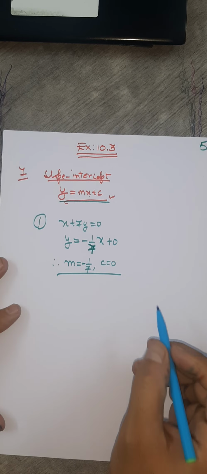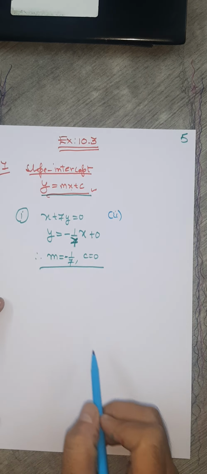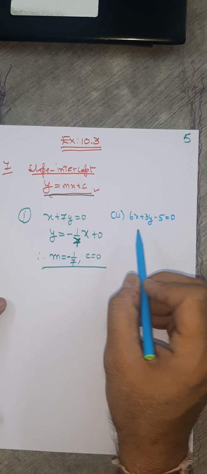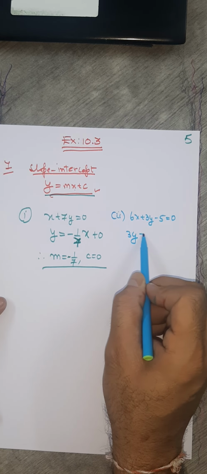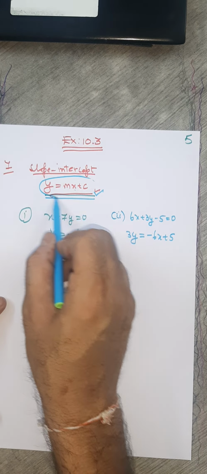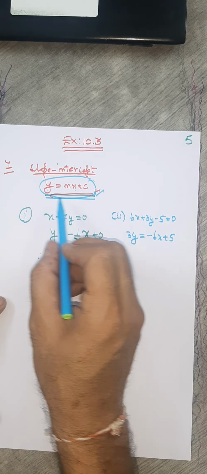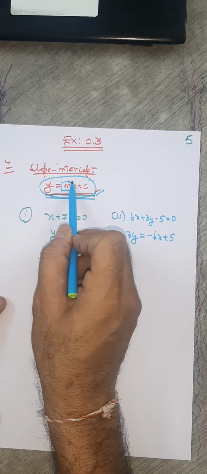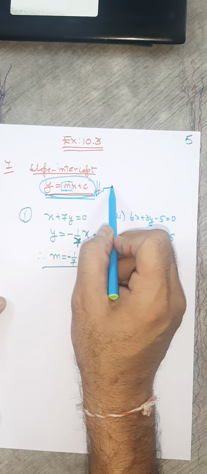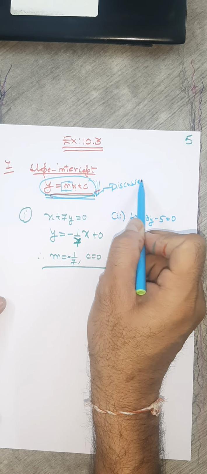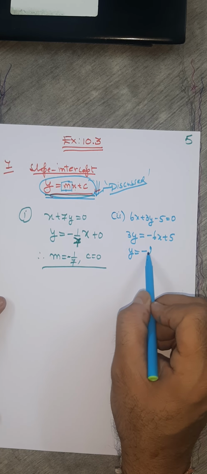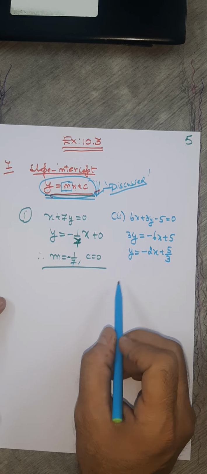Okay, second question. What about the second here? Second one is 6x plus 3y minus 5 equals to 0. So make the y the subject of the expression. So 3y equals minus 6x plus 5. Every time in this form, you are asked to write in this form. This form means make the y the subject of the expression, then the coefficient of x is slope and the constant is y-intercept. We already discussed this form earlier. Okay, so dividing by 3, y equals minus 2x plus 5 by 3.